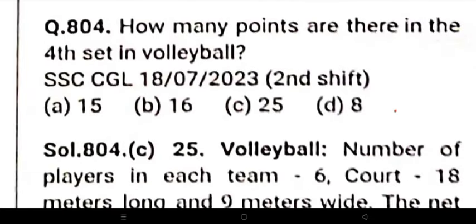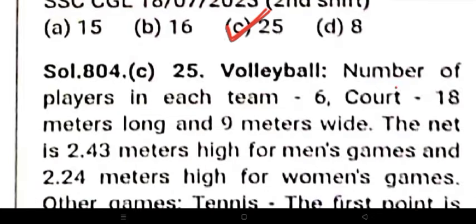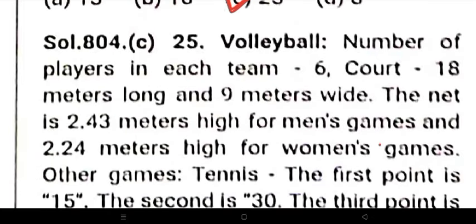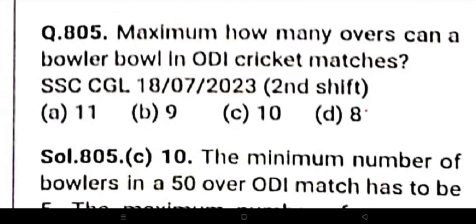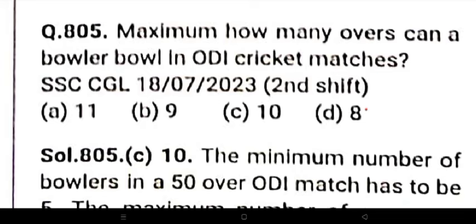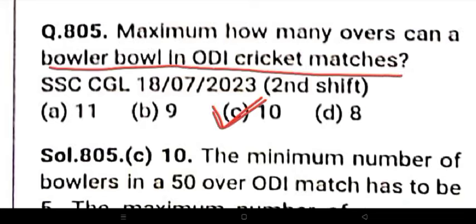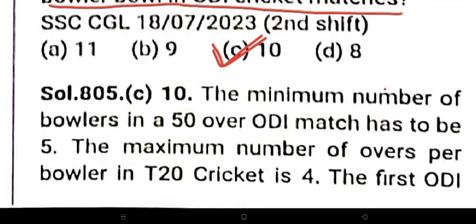Next, how many points are there in the fourth set in volleyball? 25 points. The number of players in each team is 6. The volleyball court is 18 meters long and 9 meters wide. Next, maximum how many overs can a bowler bowl in ODI cricket matches? 10 overs.